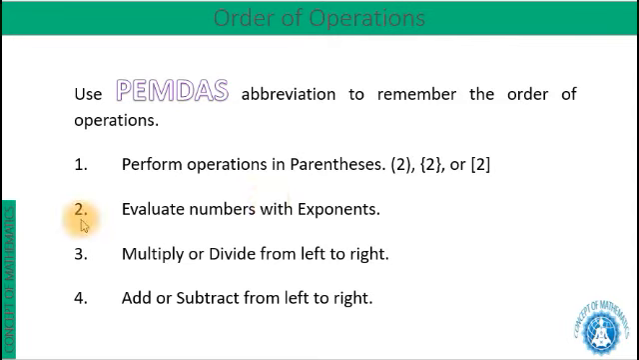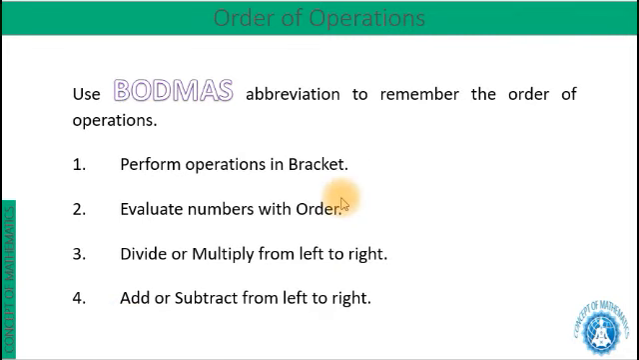The second rule is evaluate numbers with exponents. The third one is multiply or divide from left to right. And the last one is add or subtract from left to right. Our second rule is the BODMAS rule. Both PEMDAS and BODMAS are the same, with different names only.